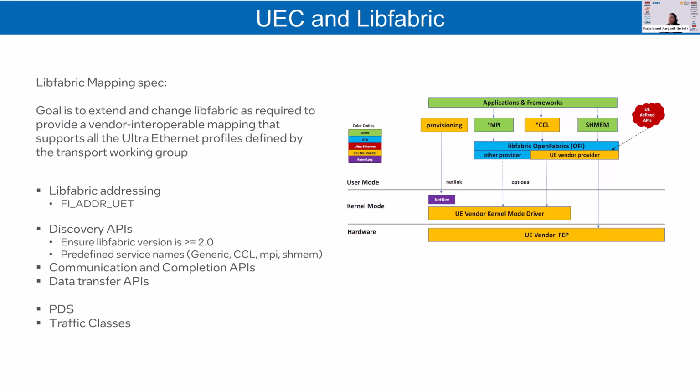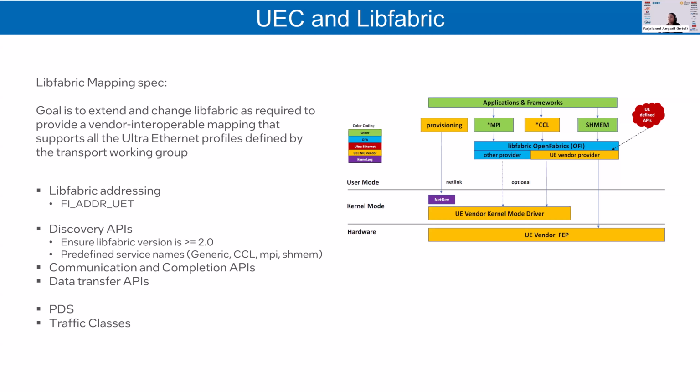Let's do the control first. In the control, we have discovery APIs in Libfabric, like fi_getinfo, and there the Libfabric version should be at least 2.0 or greater, because all the features, any support for UET, is provided from that version onwards. And in the getinfo also, we have some predefined services like CCL, MPI, SHMEM that are required for the UET transport as well. Next, the communication.